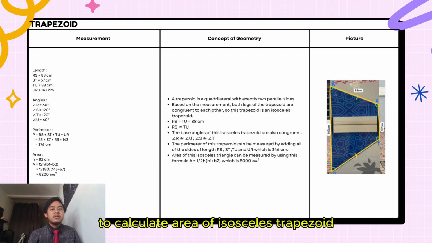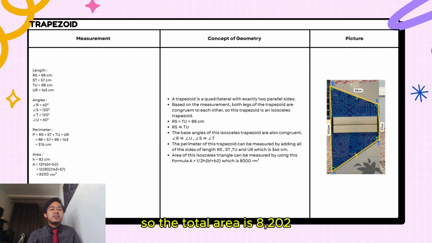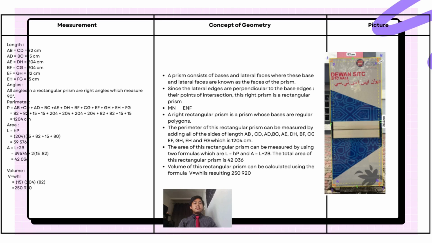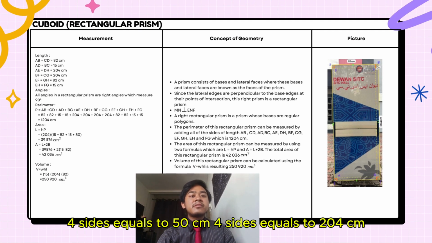To calculate the area of an isosceles trapezoid, the formula is 1/2 times height times the total addition of the top base and bottom base. So the total area is 8,200 cm square.